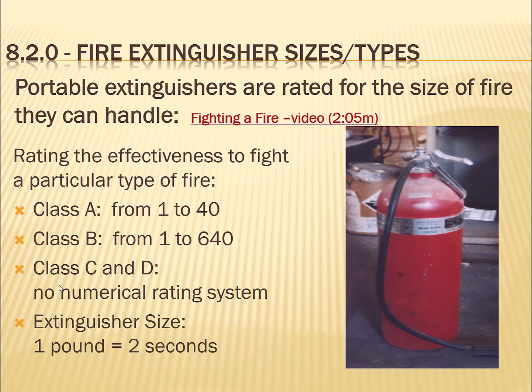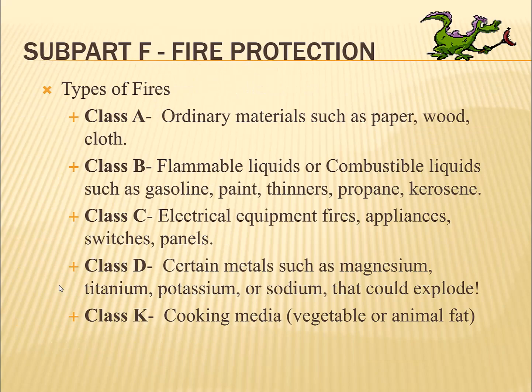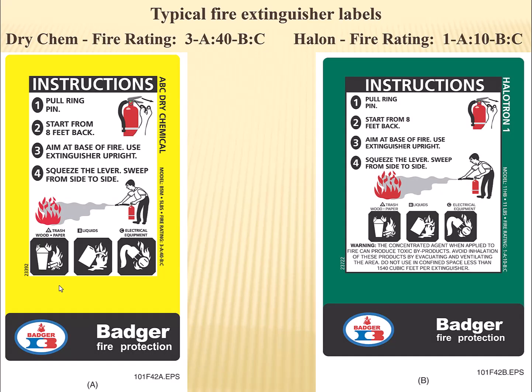But I've never seen a Class A fire extinguisher that was ever rated at 40, or a Class B fire extinguisher that was anywhere near 640 either. So the numbers are much smaller than that. Class C and D do not have a numerical rating. So let me see here. There's a bunch of different things to look at, but I think at this point, what the key things, I'm trying to skip along in the interest of time, that looking at some sample fire extinguisher labels.